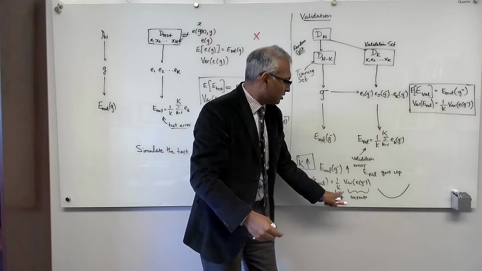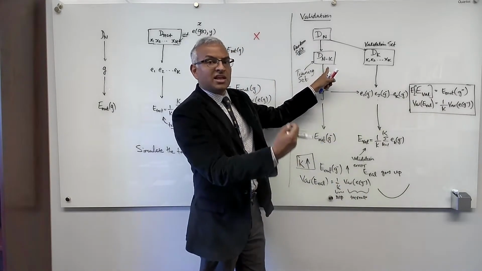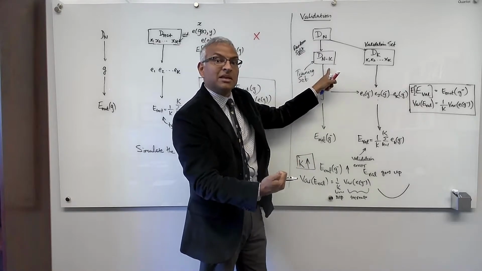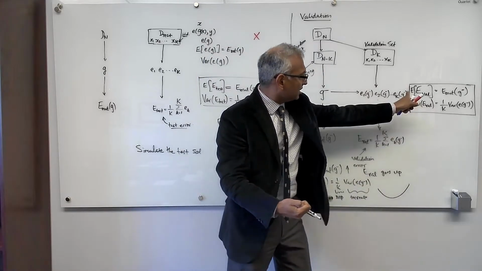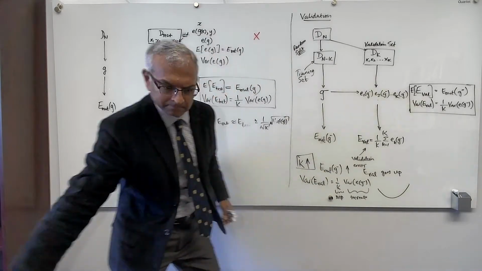But when you go from k to k plus 1, you decrease the data set by 1, and when the data set is small, decreasing it by 1 is a big deal. And so then this variance of the individual errors goes up a lot. Okay? So let me show you that in a picture.